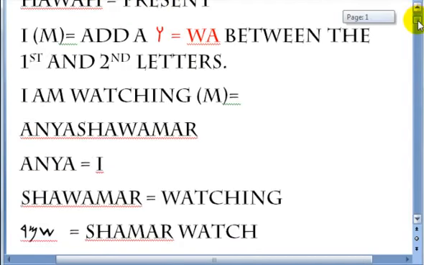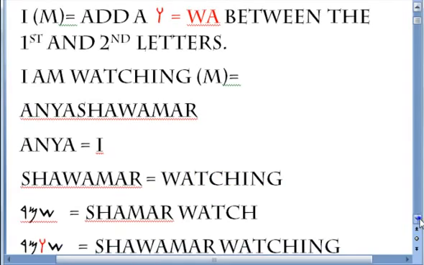Now we're going to deal with I. This is in the first person. So I, male, in order to make it present tense for watch, you would add a wa between the first and the second letters. I'm going to give you an example so you can see what I mean. It says, I am watching. This is only for male. Anya shawamar. Anya is I, shawamar is watching.